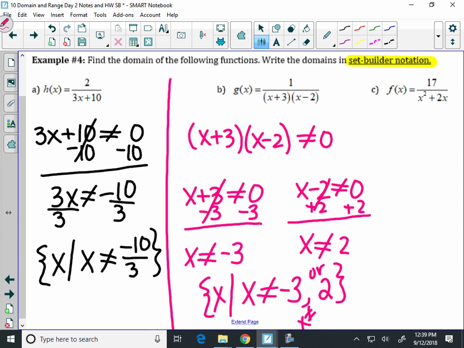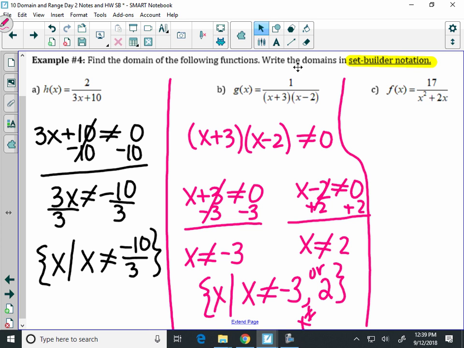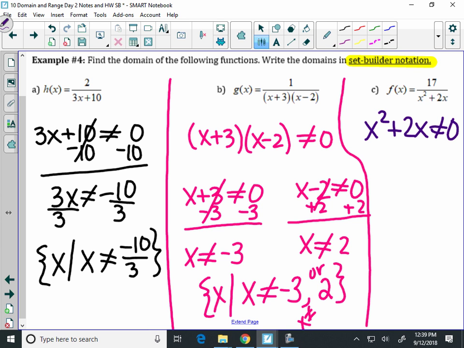Okay? All right, last one here. X squared plus 2x, let's write that one out. X squared plus 2x cannot be equal to 0. Well, that looks a little bit different too. That's not like the first one, because the first one only had one x. This one has two x's.